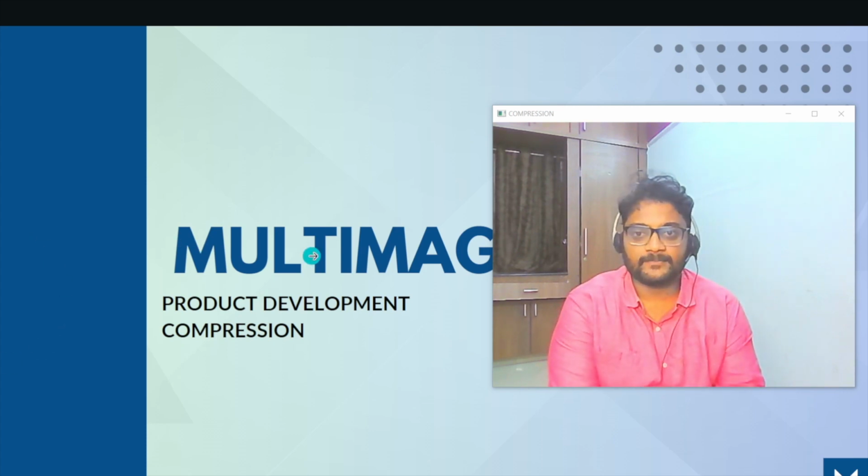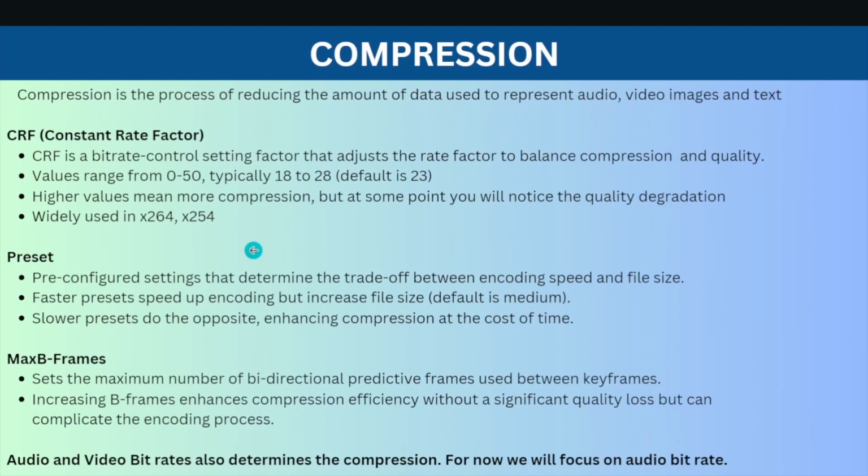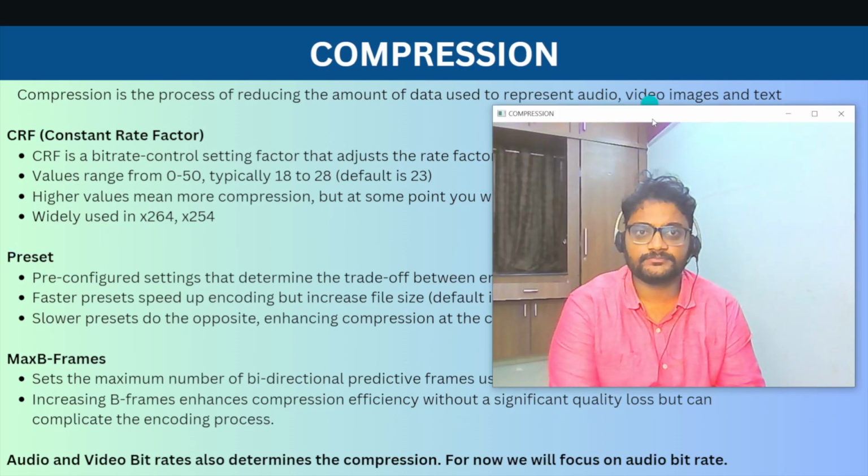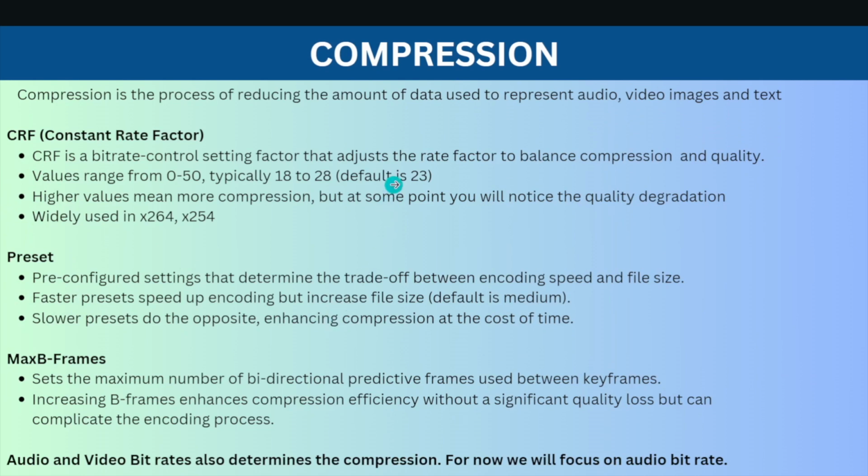Before starting, let's quickly recap a few parameters which play a significant role in terms of compression. Just to rewind, compression is the process of reducing the amount of data used to represent audio, video, images and text. Typically any encoder compresses it, but the question is what the compression factor is and how far we can compress the original file without disturbing its quality.